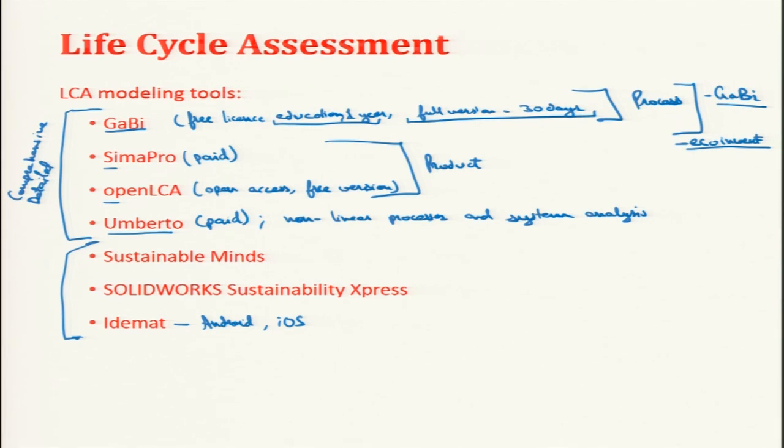Both GABI and SimaPro share a common purpose, that is to identify environmental hotspots of product systems at levels of assemblies, processes, flows, plants. They mainly differ in the extent of database they have. GABI has both GABI and EcoInvent databases, but SimaPro has the EcoInvent database. So, that is the difference. So, like this, SolidWorks Sustainability Express and Sustainable Minds are also streamlined LCA softwares, but their computational capabilities are limited.